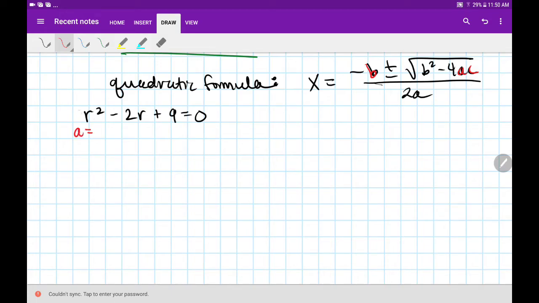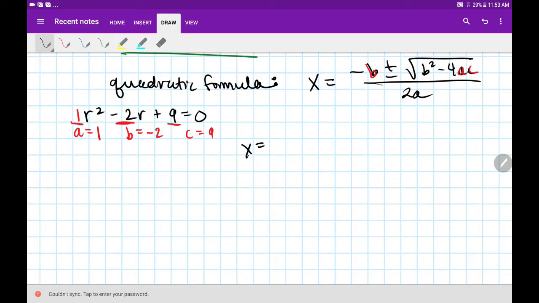So a is the number in front of my x squared, or my r squared in this case. That number is a 1 here. My b is negative 2. That's my a, that's my b. And my c is going to be this positive 9. So we're going to plug in.